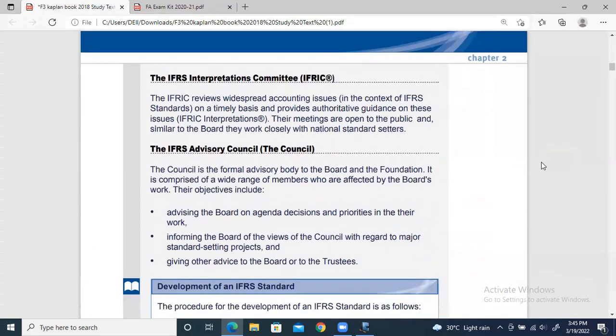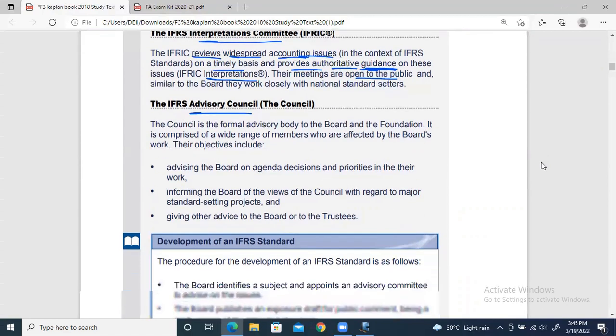Now the two main things that come under the board are IFRIC, the Interpretation Committee, and IFRS AC, which is the Advisory Council. What the Interpretation Committee does is review widespread accounting issues on a timely basis and provide authoritative guidance. This is the keyword on these issues. Again, interpretation means anything being explained out. Their meetings are open to public and anyone can basically attend them, depending on where they are based.